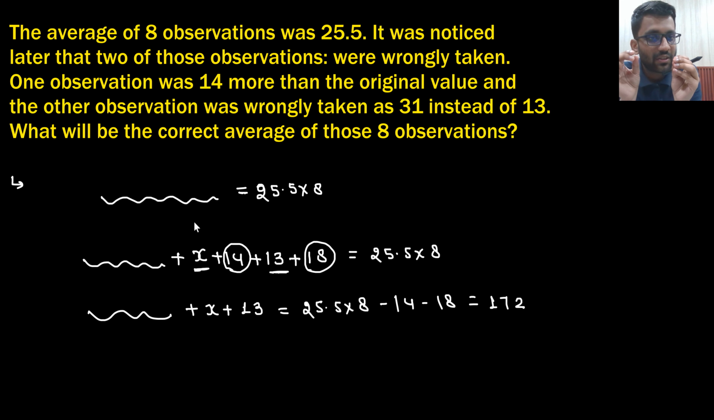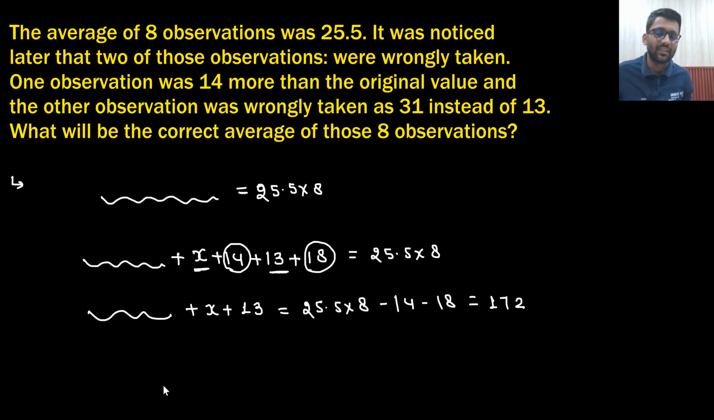So 18 plus 14, that means 32 extra is there. That should not have come, so that should be subtracted. So what is the final addition? 25.5 into 8 minus 32, that is 172. The total addition is 172.